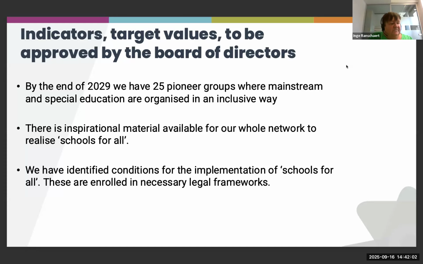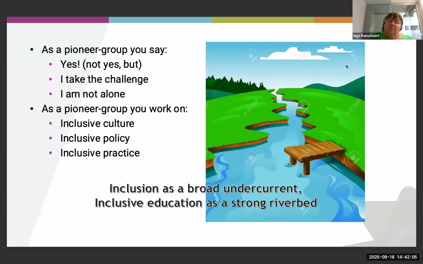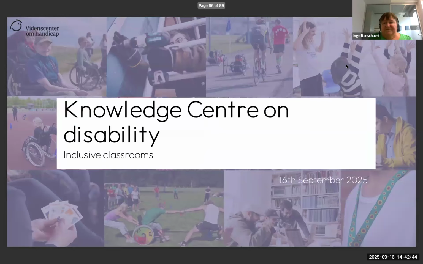Okay, and then I take the last one. So what we are doing now is we want to have pioneer groups. We want them to say yes, and they have to take the challenge, and they have to make clear that they are working together and not doing this alone. A pioneer group, we think they have to work on culture, on policy, and on practice. For us in the organization, it's very clear. We want inclusive education as a strong river, and we think it's important that we take all the schools within this reality.